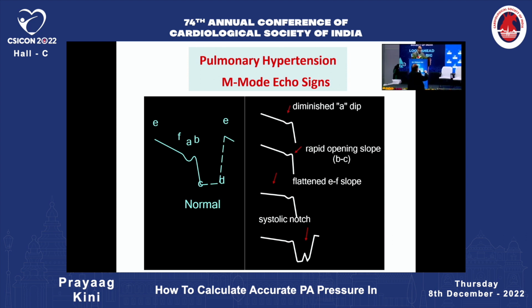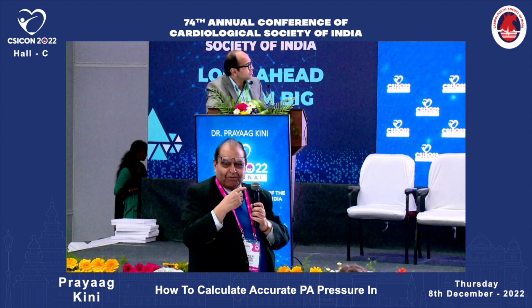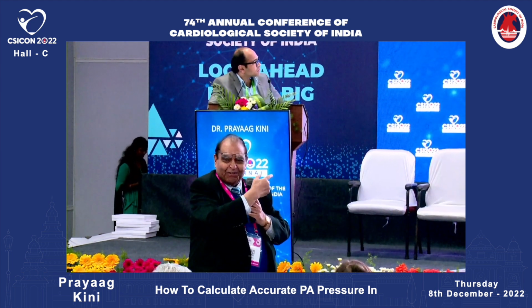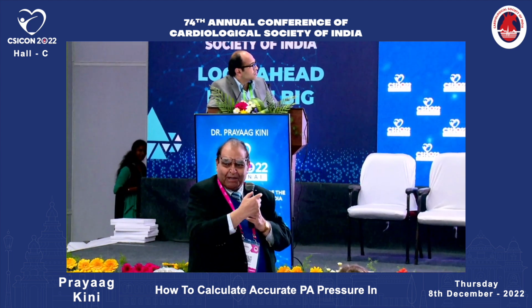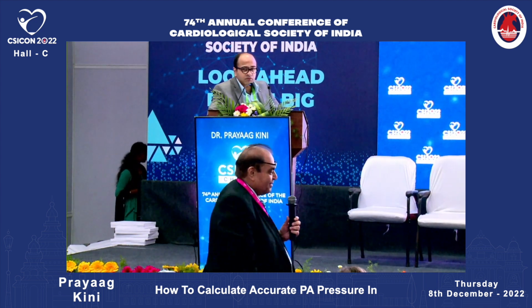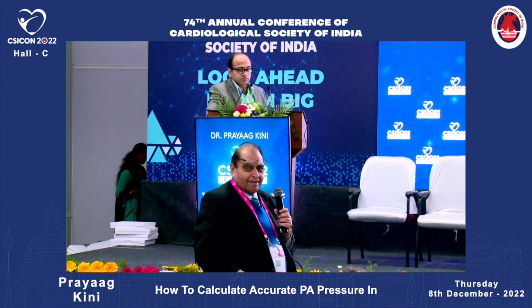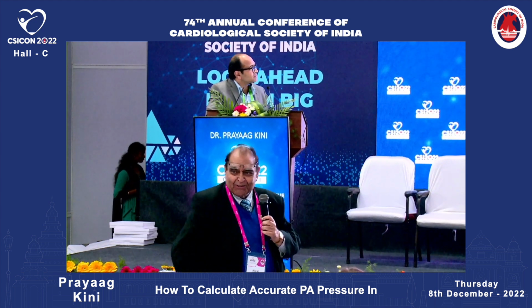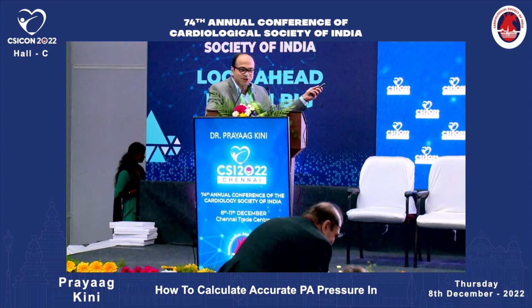And of course, you have this rapid opening slope, the EF slope. That was the very first project I had on M mode echo, which I did when we found the pulmonic valve. This is what we decided about how to make the diagnosis of pulmonary hypertension using the A dip and the pulmonary artery slope. I think I was a teenager at that time, 1972 or something like that. This must be from one of your studies only, sir.